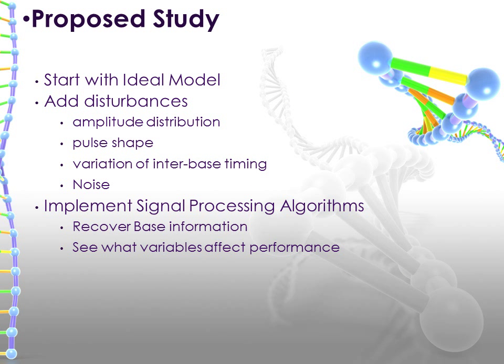So I would like to study, starting with the ideal model, adding the disturbances such as amplitude distribution, pulse shape, variation of the timing between the bases, and some noise, and then implement signal processing algorithms on top of this, to recover the base information and understand which variables affect the performance.